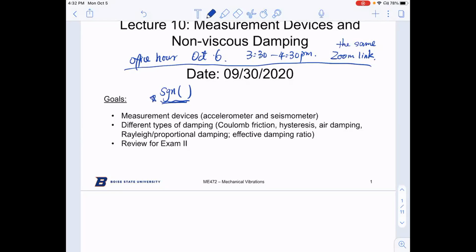So this is a sign function. What it means is if your input x is positive, then it gives you a value of 1. If it's negative, then it returns a value of -1. If it is 0, then the value is 0. So that's the meaning of this sign function. There is a built-in function in MATLAB, and I believe it is called sign, so you can directly use the function to generate that curve.